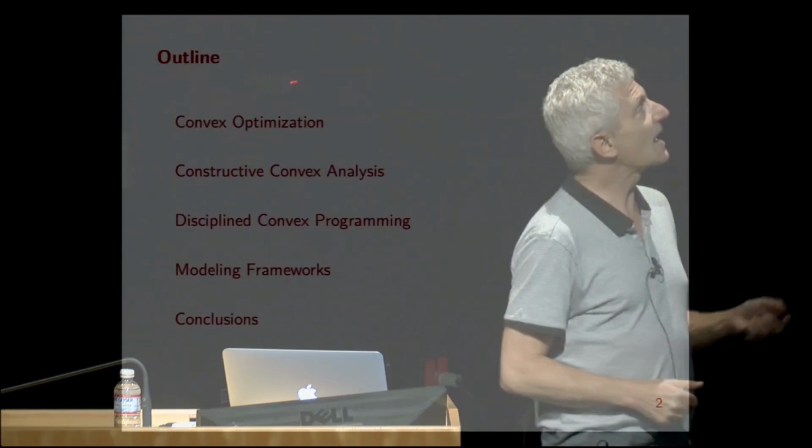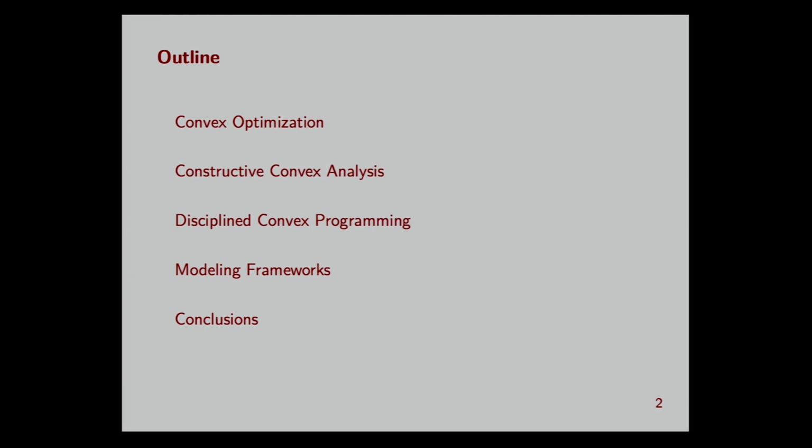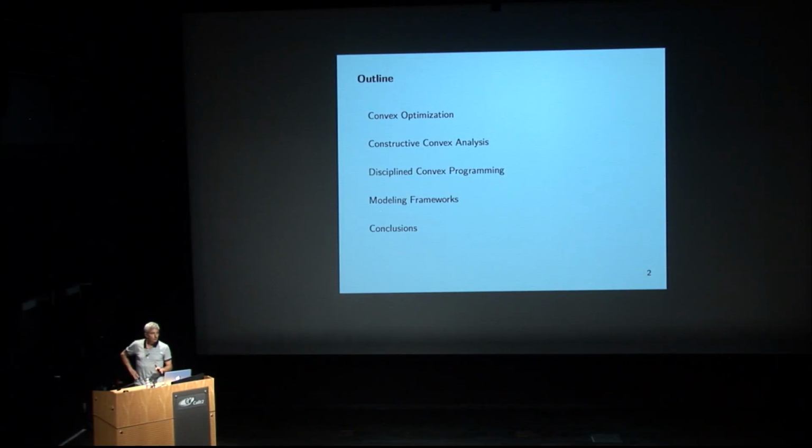Okay. I'll recap quickly what convex optimization is. We'll look at this idea of constructive convex analysis. This will lead us to the idea, as you'd have in computer science, of disciplined convex programming. Then we'll look in more detail at these modeling frameworks, and then I'll wrap up. After that, if we have time, we can look at one or two examples in more detail. But we'll see where we end up.